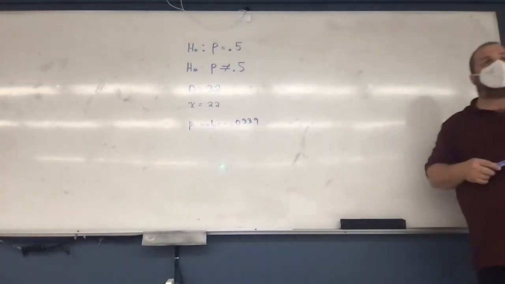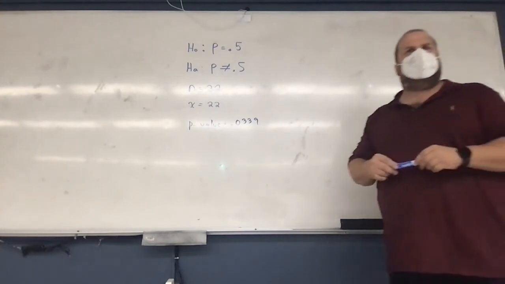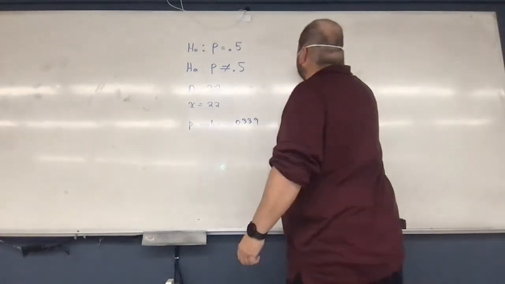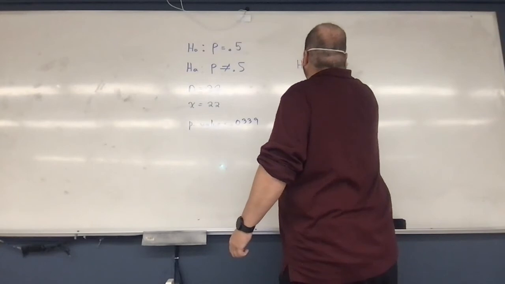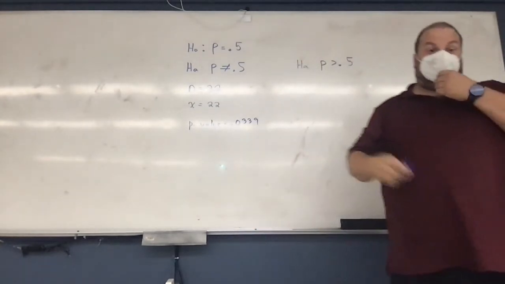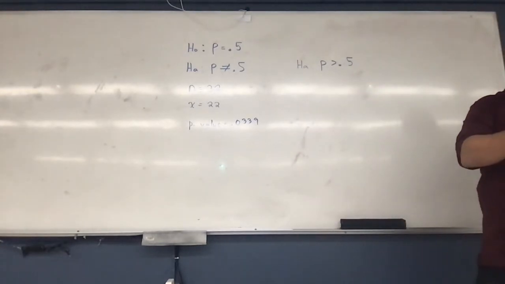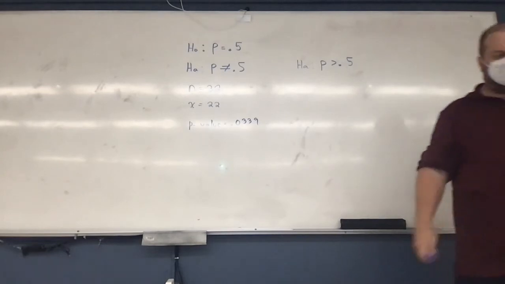Only one change. What would the one change be if I came along and said, I think more people like the first one? Then that would change the alternative from not equal to greater than. So wouldn't the data support that? Well, let's take a look. We have to go back and redo it on our calculator. We have to make one change. What's the one change we have to make? Greater than.